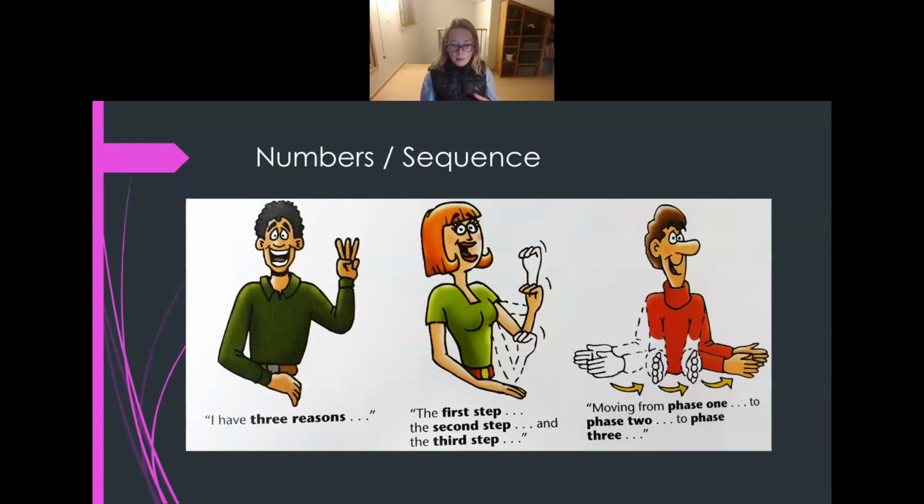Okay, so I will explain these different types of gestures in more detail. Numbers or sequence: you've got this guy holding up 3 fingers. I have 3 reasons. Over here, I have the first step, the second step, the third step. That's what she's doing. Over here, you've got a guy moving from phase 1 to phase 2 to phase 3, like that.